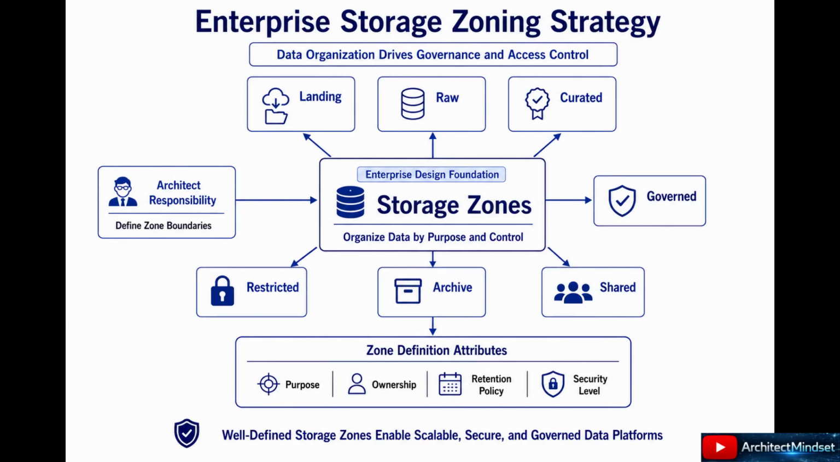A strong enterprise design usually starts by defining the storage zones. For example, landing, raw, curated, governed, restricted, shared, and archive. Each zone should have a clear purpose, ownership model, retention policy, and security expectations.